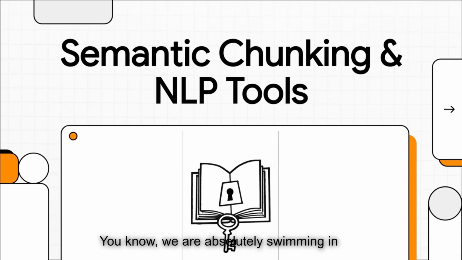We are absolutely swimming in text data. Think about it. Articles, emails, social media, it's everywhere. But how do we get a computer to do more than just see the words and actually understand what they mean? That is the huge challenge of natural language processing. And today, we're going to pull back the curtain on a really key part of the solution.